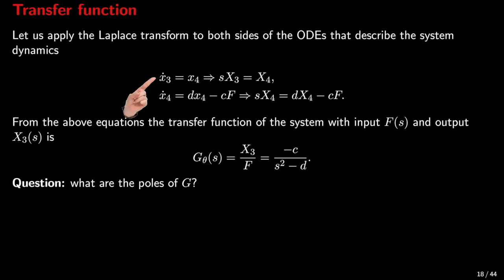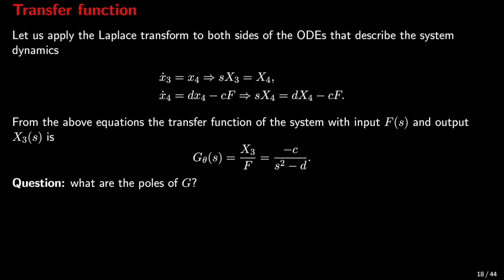By applying the Laplace transform to the first equation, we obtain s times X3 of s is equal to X4 of s. The notation big X3 of s refers to the Laplace transform of the time domain function little x3 of t. By applying the Laplace transform to the second equation, we have s X4 of s is equal to d X4 of s minus c times F of s. We have therefore obtained two algebraic equations that involve x3 and f, but also they involve x4. It's not difficult to get rid of x4.